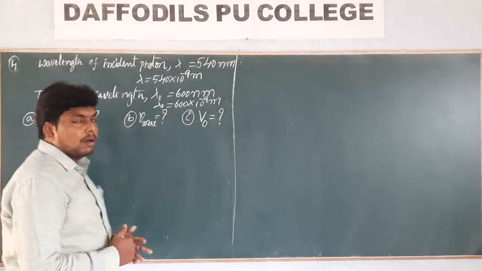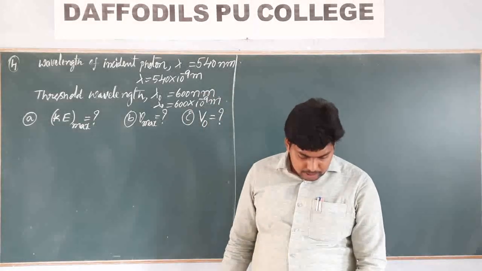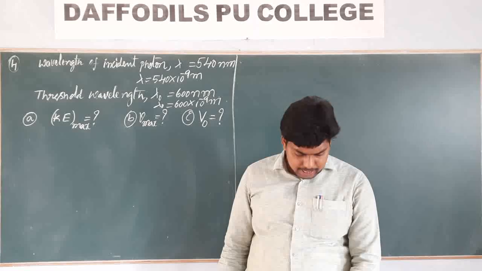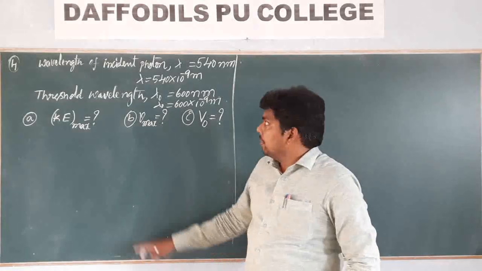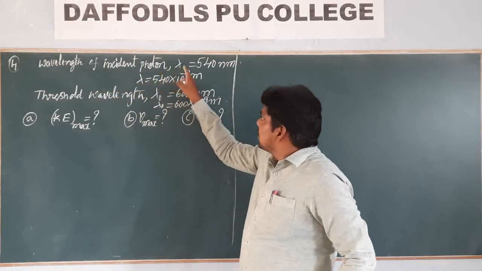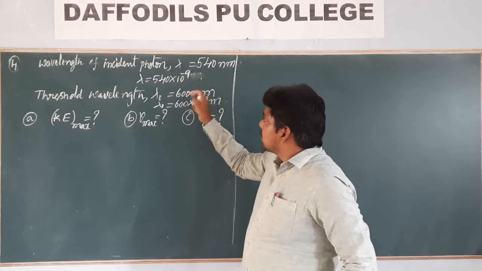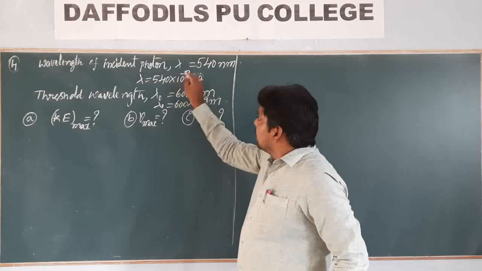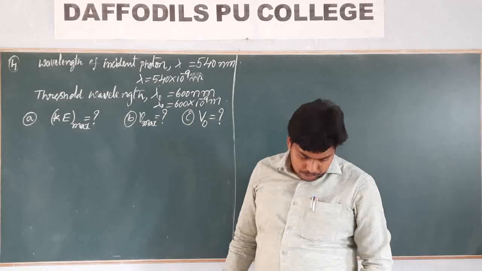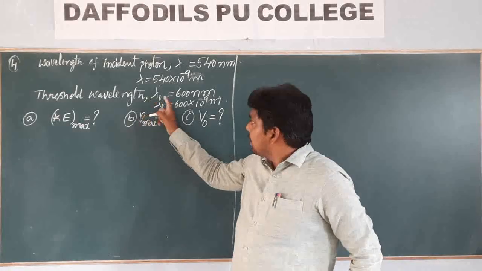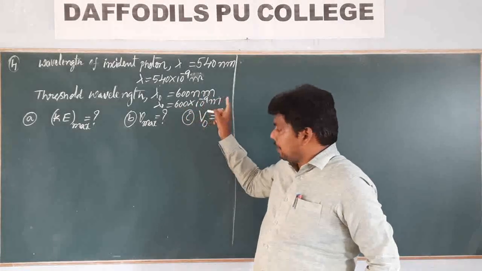Next, question number 4. What have they given? A photon of wavelength 540 nanometer is incident on a metal surface of threshold wavelength 600 nanometer. They have given the wavelength of the incident photon, which is 540 nanometer. Nano means 10 to the power minus 9, so 540 into 10 to the power minus 9 meter. Next, they have given the threshold wavelength. What is the threshold wavelength? Lambda naught is equals to 600 nanometer, that is 600 into 10 to the power minus 9 meter.